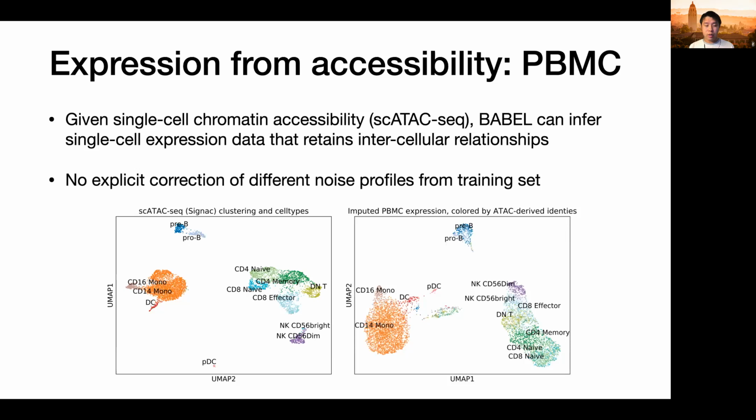right. Notice how BABEL's imputations retain global relationships between cell types, despite not being given any such cell type information during its training. Also note that although this dataset exhibits substantially different noise profiles from BABEL's original training data, we do not need to correct for this when generating these predictions.